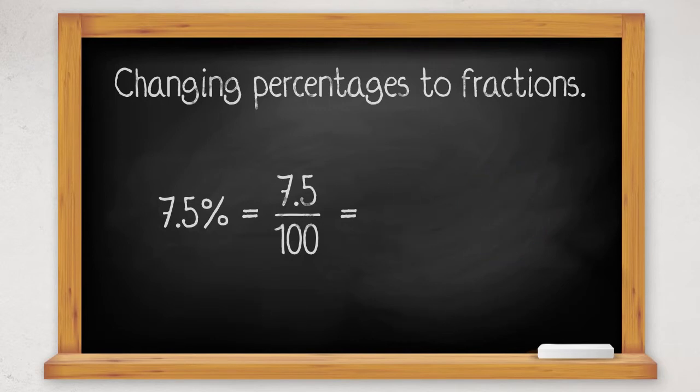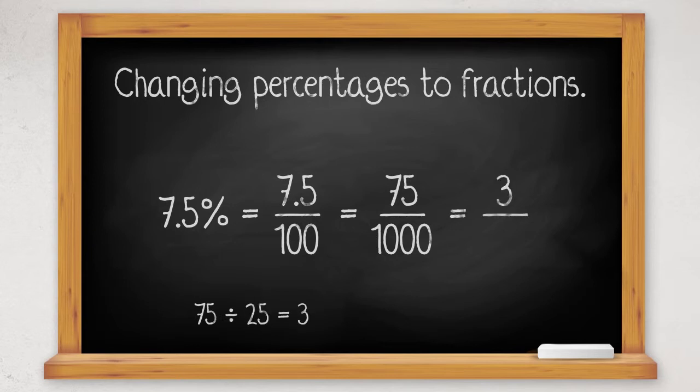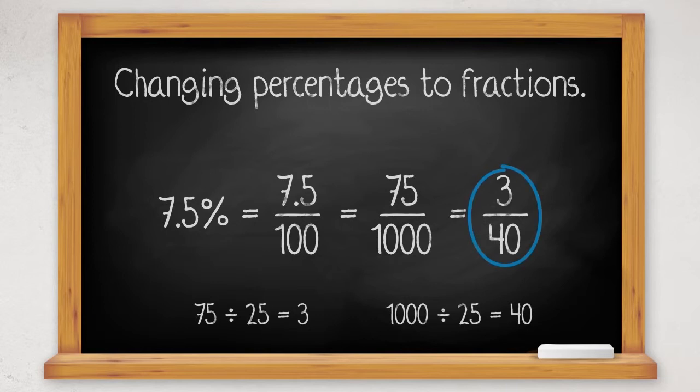Alternatively, to change the 7.5 into a whole number, I could have multiplied it by 10 to give 75. But if I multiply the numerator by 10, I must also multiply the denominator by 10. 100 times 10 is 1,000. I then cancel down. 25 goes into 75 3 times. 25 goes into 1,000 40 times. Either way, I get 3/40ths as the final answer.